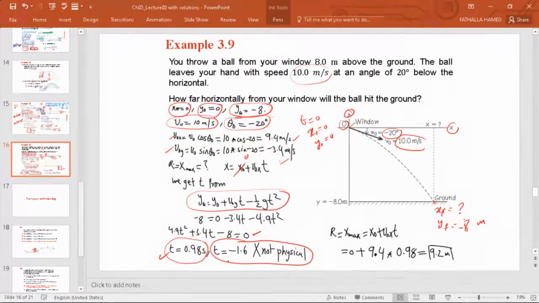So that's the time needed to reach this point here, where y is equal to minus 8. So you put that in your range, where this is equal to 0. Vx0 is 9.4 meters per second. You multiply that by the time, and it will give you 9.2 meters. So your x final here will be 9.2 meters. I think these are enough examples to illustrate how to look at projectile motion. Is this clear?